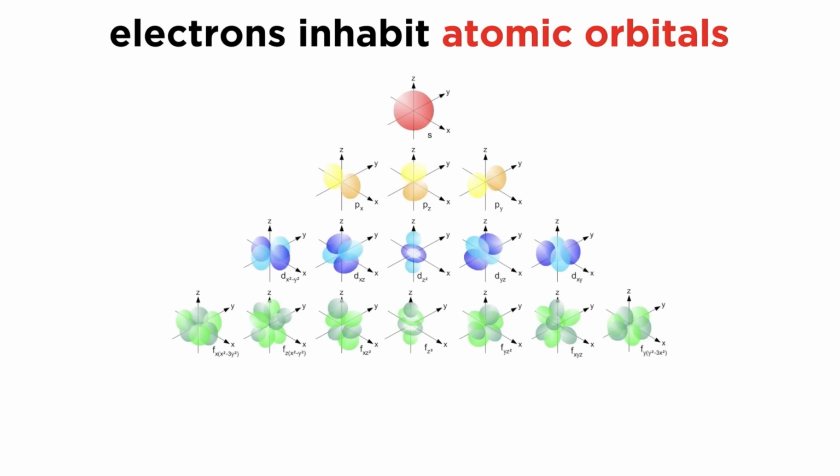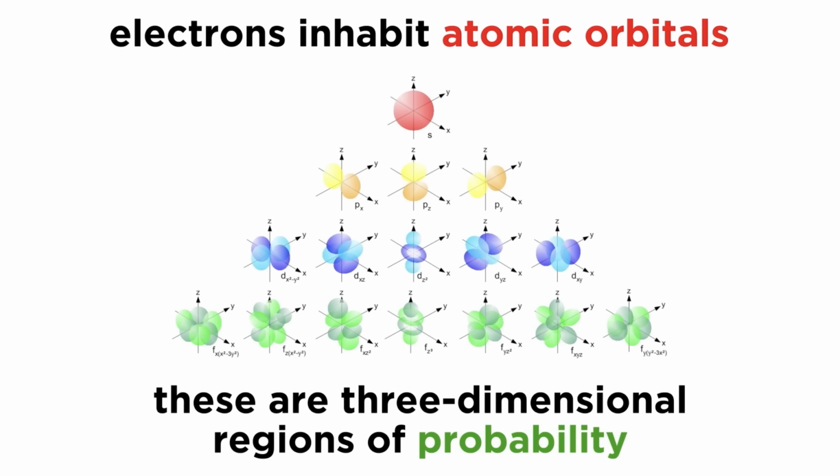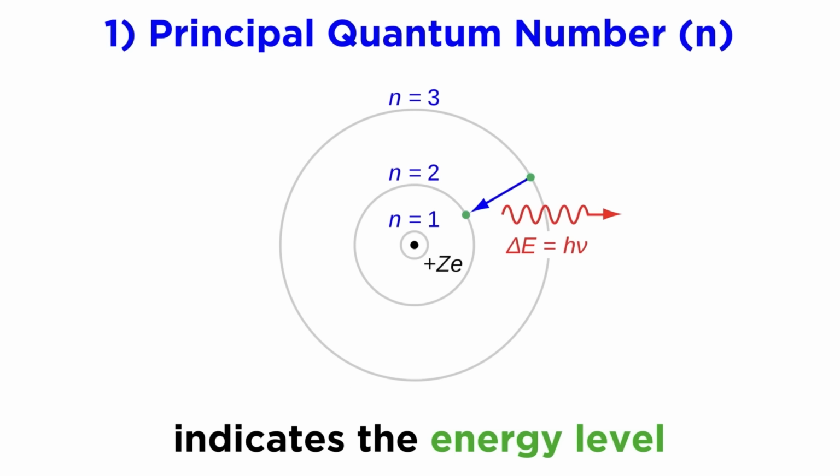Electrons themselves reside in things called atomic orbitals, or three-dimensional regions of probability surrounding the nucleus where an electron can be found, and there are different kinds of quantum numbers which will describe these orbitals. The first quantum number is the principal quantum number n. This refers to the energy level, or the shell, that the electron resides in. A higher n value means a higher energy and further away from the nucleus.